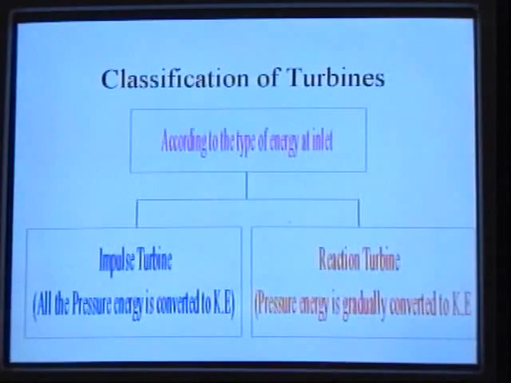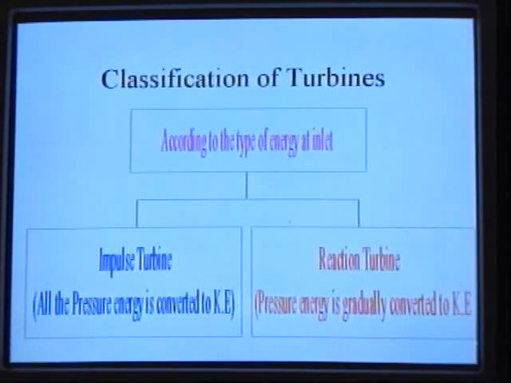So far we have seen the general layout of a hydroelectric power plant. In the hydroelectric power plant, the hydraulic turbine is the important element. Now we see how to classify, or what are the ways of classification of turbines. According to the type of energy at inlet, turbines can be classified as impulse turbine and reaction turbine.